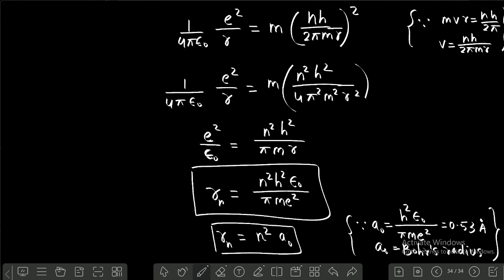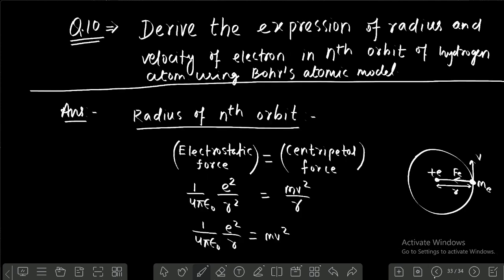Previous slide. Perfectly right. N and H. Don't make mistakes. N and H, don't make a mistake. Previous page. Check the previous page. The derivation you have to do. Yes or no?